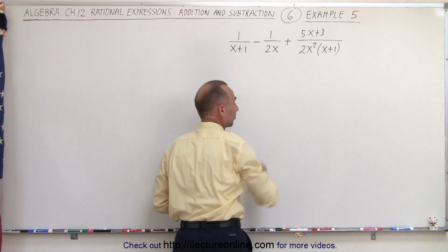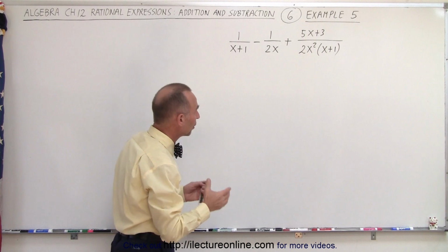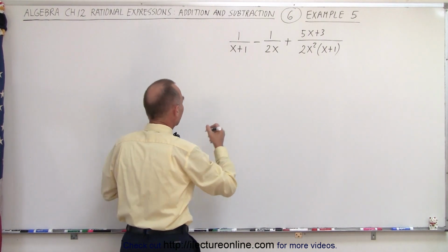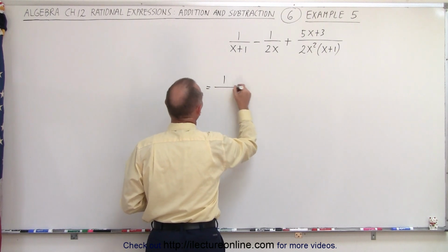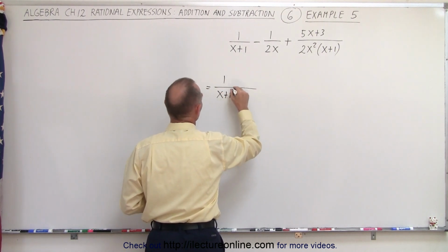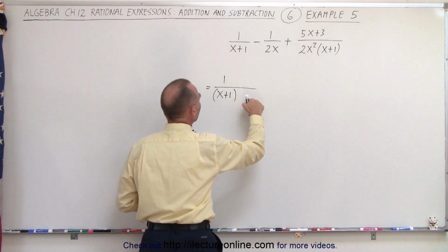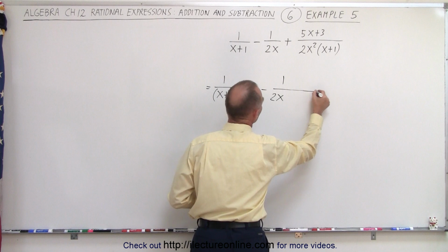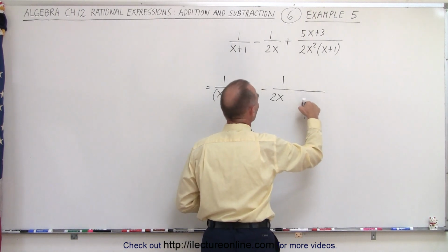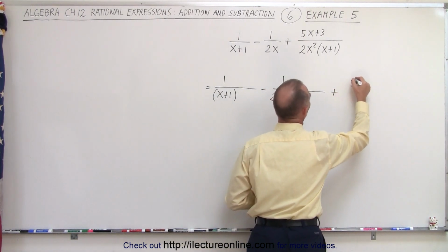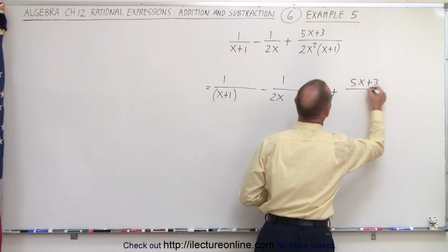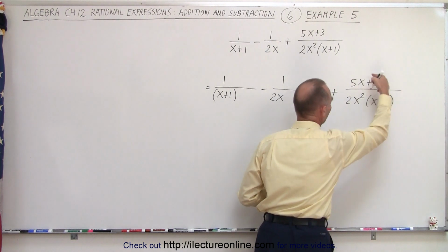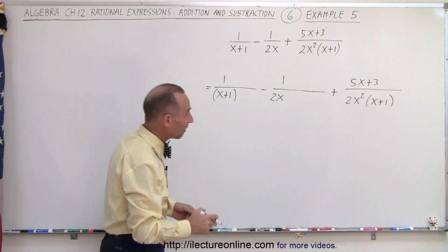We just have to put in the missing factors for the other two, which means we're going to rewrite all that with a little bit more space to put in the missing factors. So this is 1 over x plus 1, and so we're going to put in the missing factors here, minus 1 over 2x, and make that a little bit longer. So we're going to put in the missing factors here, and then plus (5x plus 3) over 2x squared times (x plus 1), and we're not going to need any missing factors there because we have them all.